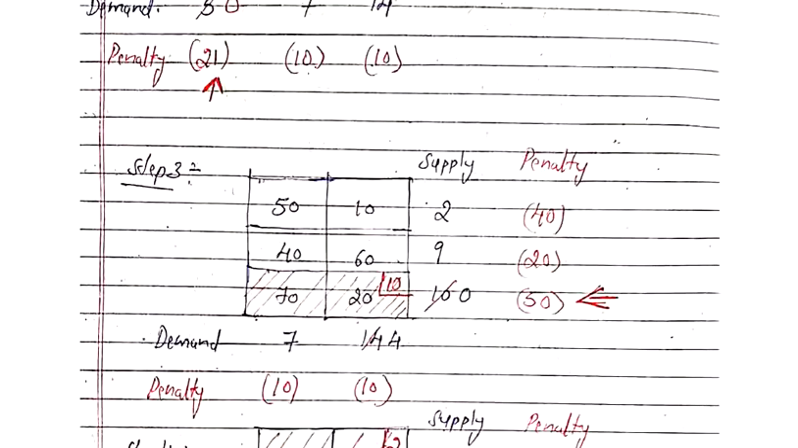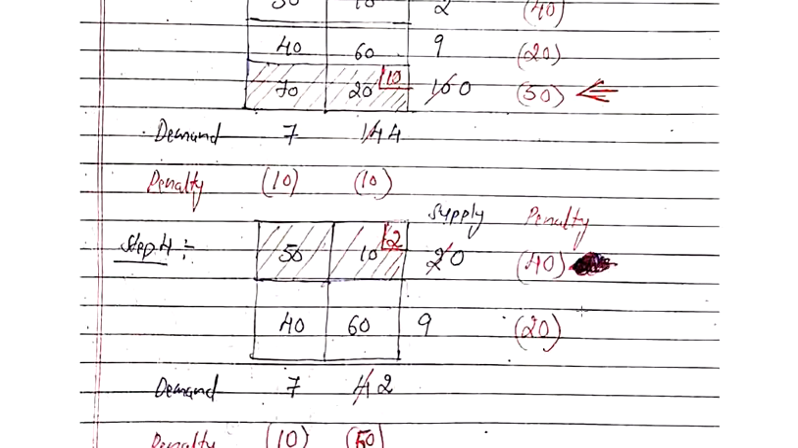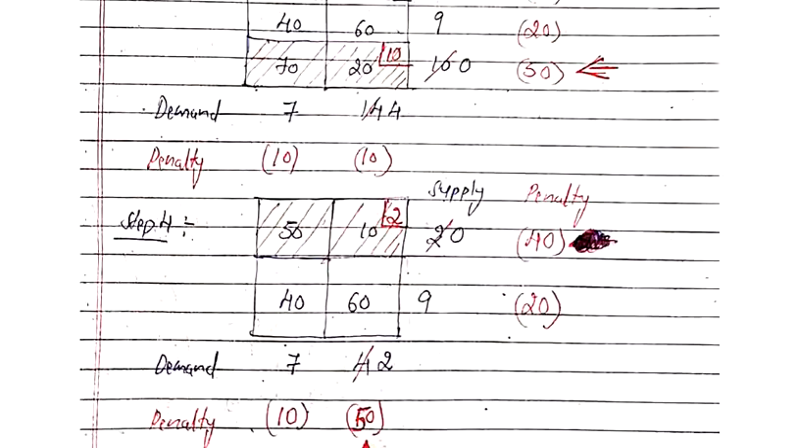Now coming to the next step. Step 4. Here I am left with only 2 columns and 2 rows. Out of that we have to find the penalty again. Penalty for 50 and 10 is 40. Here 40 and 60, so 20 is my penalty. Coming to the columns, 10, 50 and 40, so 10 is my penalty, and at the same time 10 and 60, 50 is the penalty.